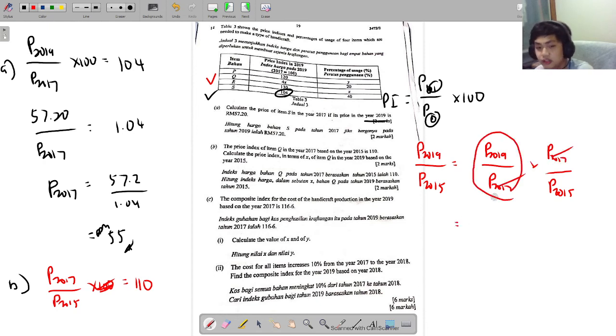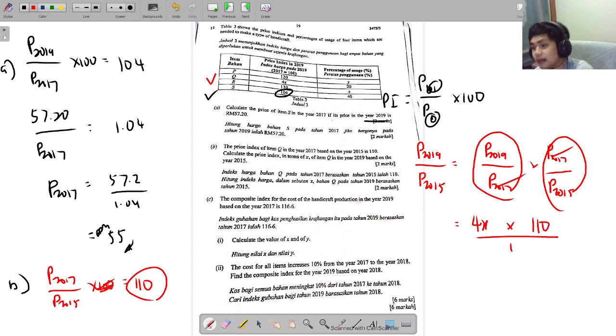So P 2019 over P 2017 is given in the question as 4x, and 2017 over 2015 is given here as 110. Right, so we're going to divide this by 100 because the value is going to be very big if we don't. So it will be 4.4x here. Some students ask me, what's the difference between dividing by 100 and times 100? Cutting the story short, you divide by 100 when the value is too big, you multiply by 100 if the value is too small, right? So you'll be able to reach it in the end. That's just a simple way of understanding it.